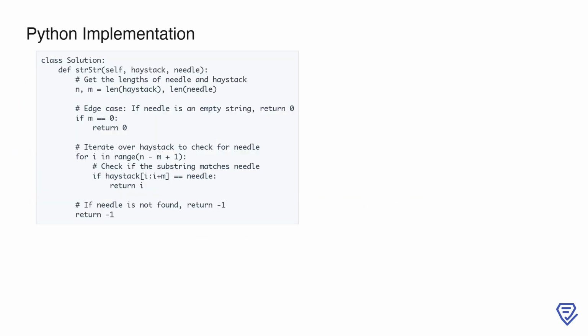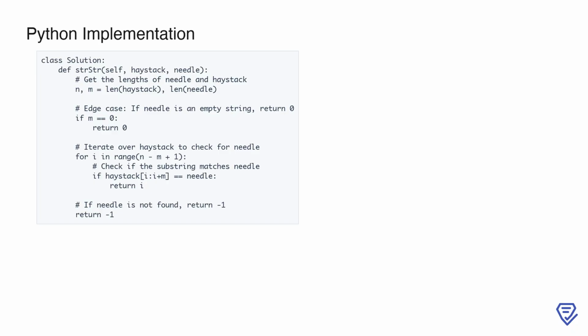This is the Python solution to LeetCode problem number 28, which is about finding the index of the first occurrence of a substring, needle, in a string, haystack. The approach used here efficiently checks each possible starting index in the haystack for the needle. The function strStr takes two inputs, haystack, the string to search in, and needle, the substring to find.